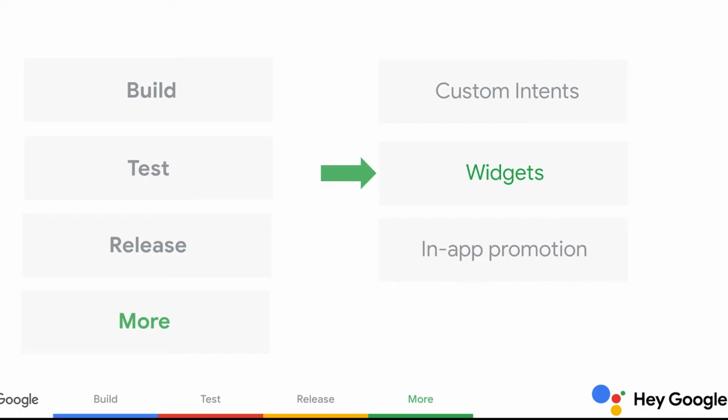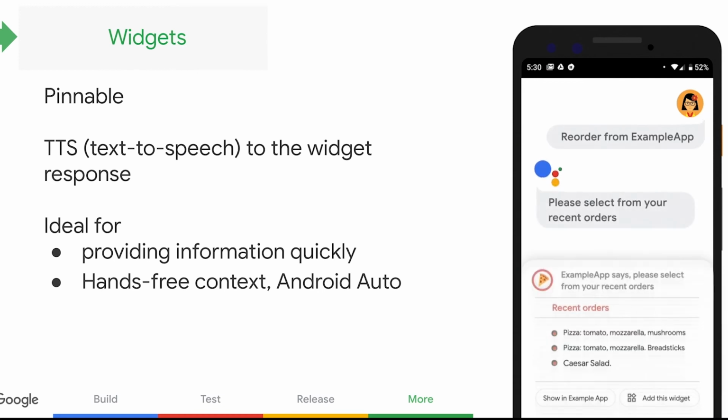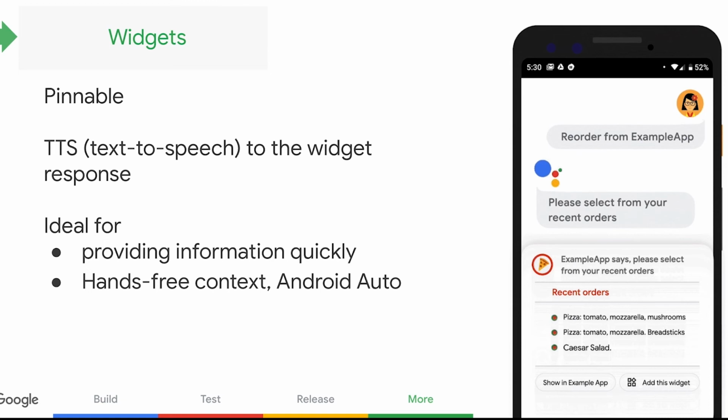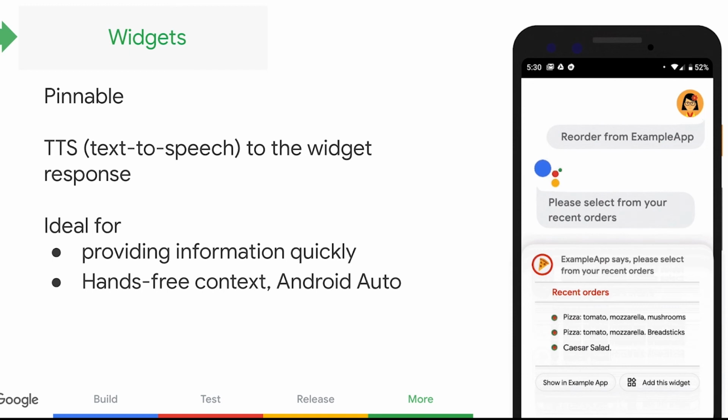Now, widgets. You can utilize widgets as a way to fulfill a user's query, leveraging your existing Android widgets. That means instead of having the app open up, the response will appear inside Assistant. Users can also pin the widget to their home screen. You'll also need to provide text-to-speech, or TTS, for the widget, since the Assistant provides audio responses. Using widgets is great for situations that require a short and simple response. Since they appear inside Assistant, widgets are great for hands-free contexts, such as when the Assistant provides information on a lock screen or on Android Auto.